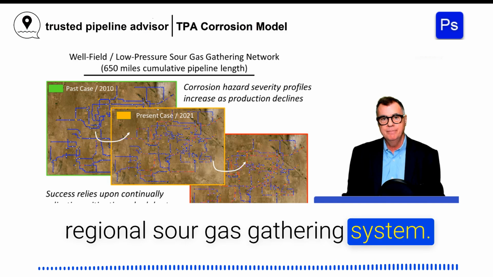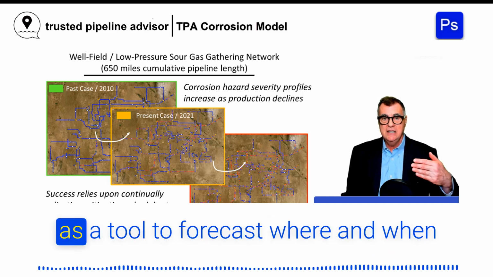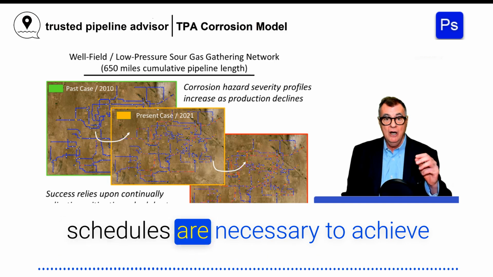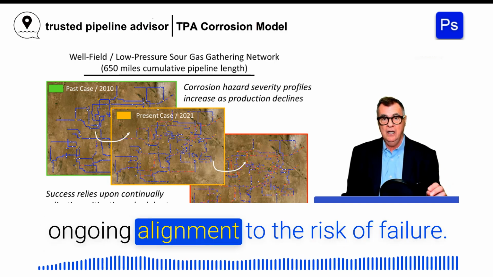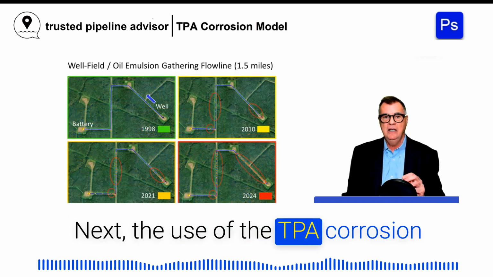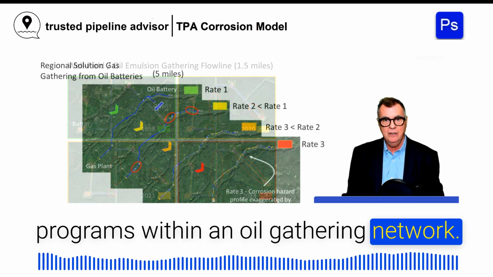gas gathering system. The changes in forecasted gas delivery rates were modeled within PIPESIM as a tool to forecast where and when changes to the corrosion mitigation schedules are necessary to achieve ongoing alignment to the risk of failure. Next, the use of the TPA corrosion model to properly align mitigation programs within an oil gathering network.